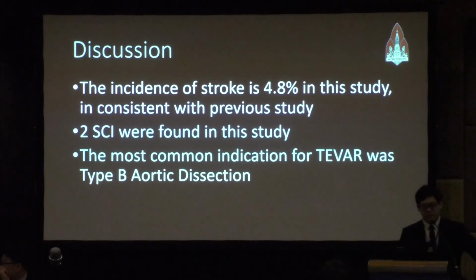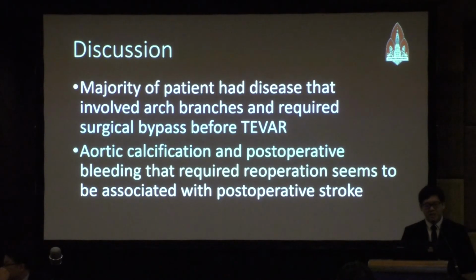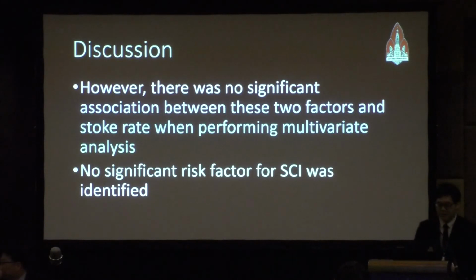So for my discussion, we found that the incidence of stroke is about 4.8%, inconsistent with the previous study, and also 2 cases of spinal cord ischemia. The most common indication for TEVAR was type B aortic dissection. The majority of the patients had disease involving the aortic arch branch that required a surgical bypass before TEVAR, and aortic calcification and postoperative bleeding requiring reoperation seem to be associated with postoperative stroke. However, after the multivariate analysis, there is no association, and there's no significant risk factor identified for spinal cord ischemia.